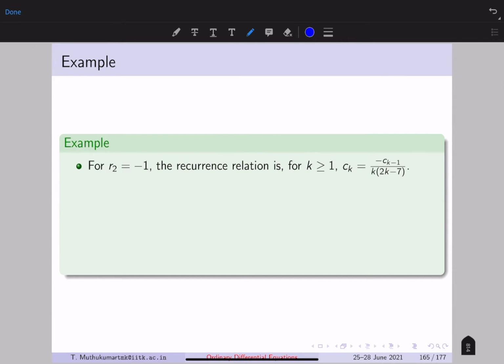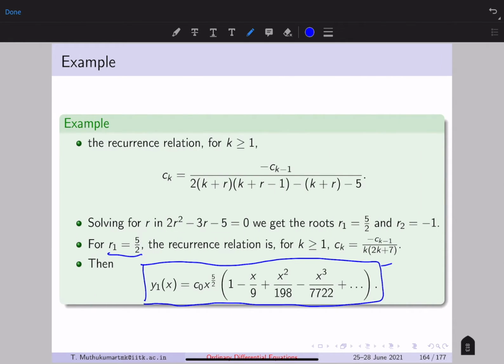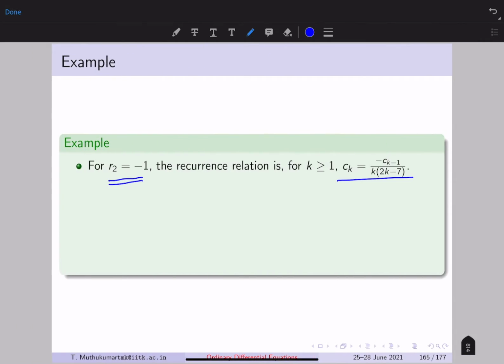Now for the second r, which is -1, the recursive relation will become something like this. I'm not doing the calculation, you just have to do it. You just have to plug in -1 here and see what happens. So k -1 here becomes k -2, here it becomes k -1, and so on. If you simplify them, you are going to get this relation. So you have the relation here.